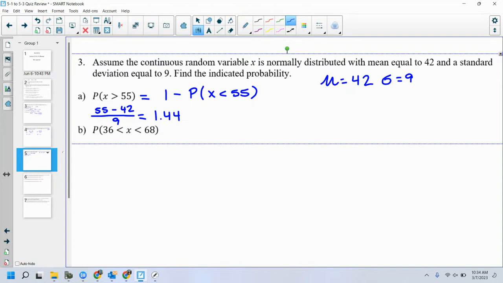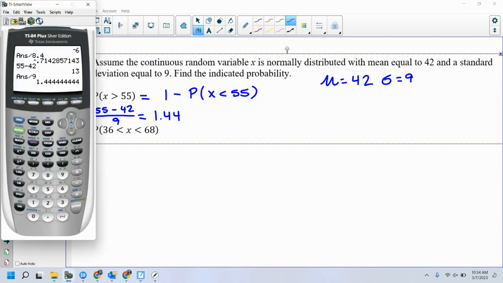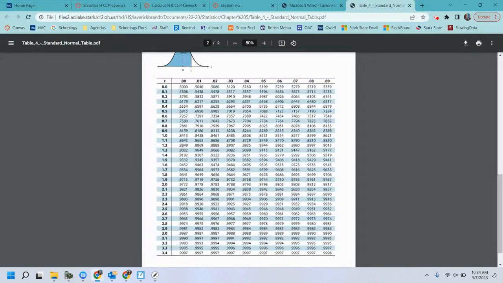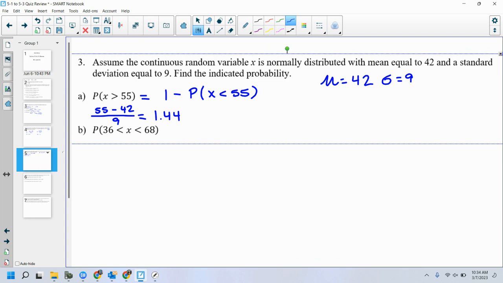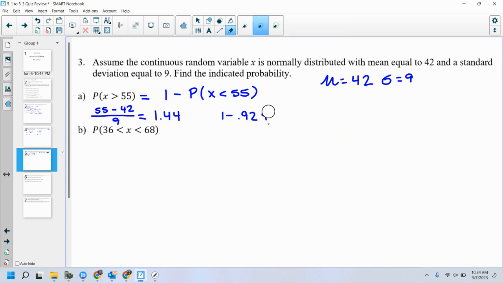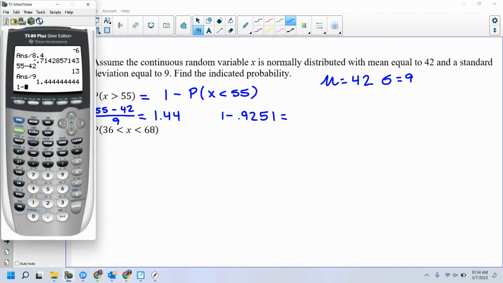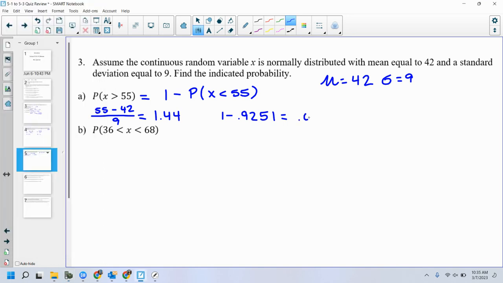So I go to my table, and the probability to the left of 55 has a z-score of 1.44. Here's my 4 column. 1.44 right there, 0.9251. So I have 1 minus 0.9251, which is 0.0749.